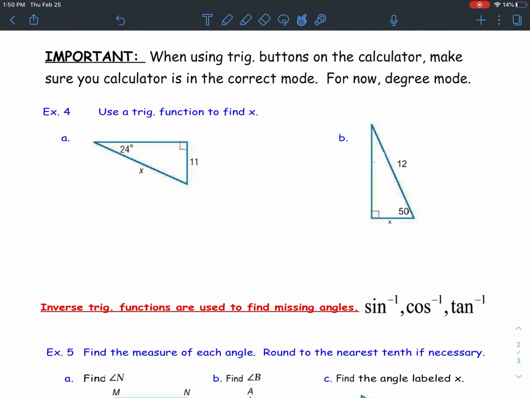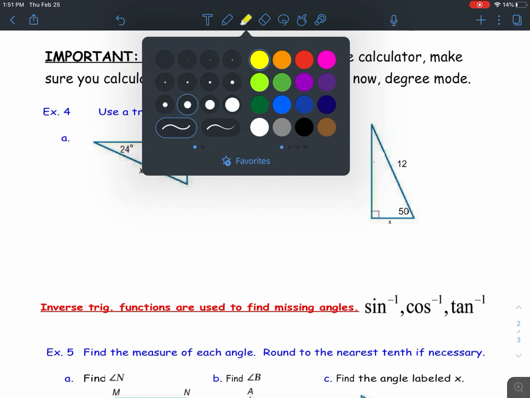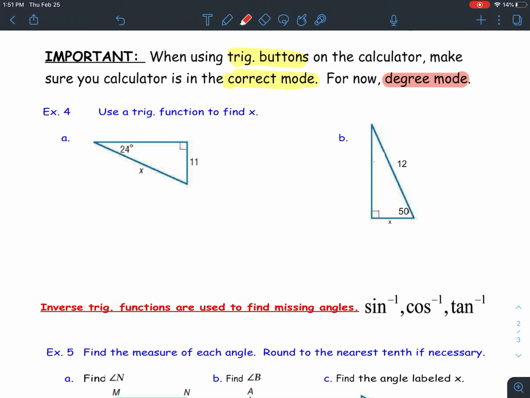Okay, that brings us to these last problems here, which is where we actually are now going to need to use our calculator. Now, it's going to be important anytime you are using those trig buttons, sine, cosine, or tangent, that we make sure our calculator is in the correct mode, and that mode needs to be degree mode. The default mode on your calculator is actually radians, so I'm going to walk you through how to make sure that your calculator is in degree mode before we move into these last few problems here.